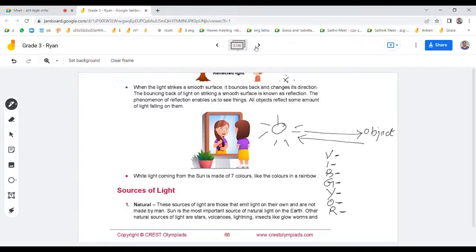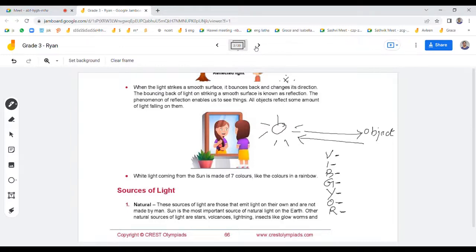Sources of light. You read this para. These sources of light are those that emit light on their own and are not made by man. Sun is the most important source of natural light on Earth. Other natural sources of light are stars, volcanoes, lightning, insects like glowworms, and fireflies.